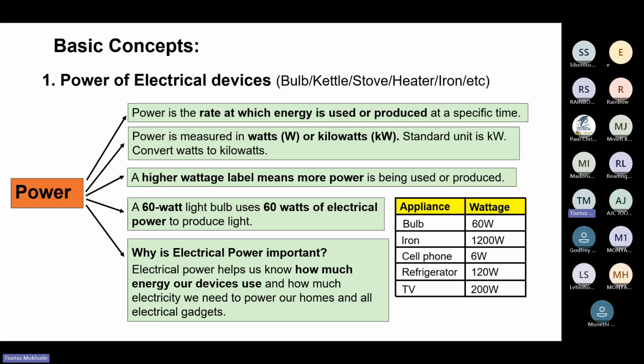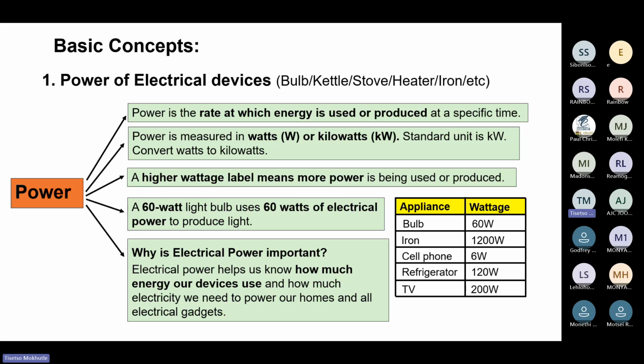Okay, let us look at the concepts. We'll start with what we call power. Every electrical device has got a power which is labeled on it. For example, if you look at a bulb, you'll find some bulbs are rated 60 watts, others are rated 40 watts, and so on. As long as a device uses electricity, it should have a power label.